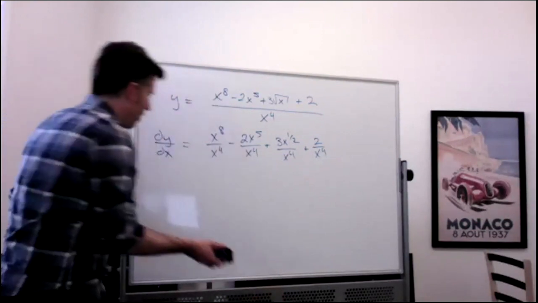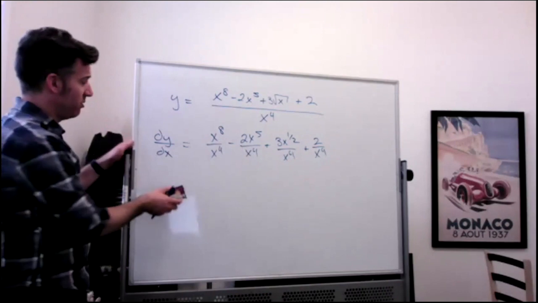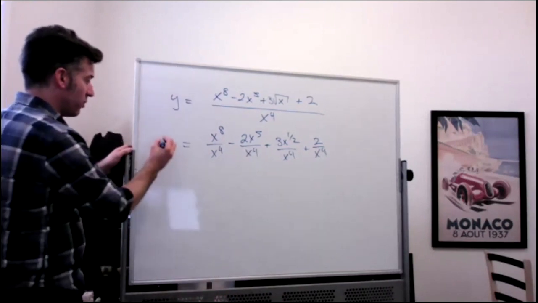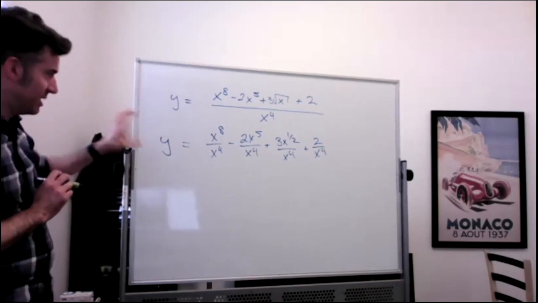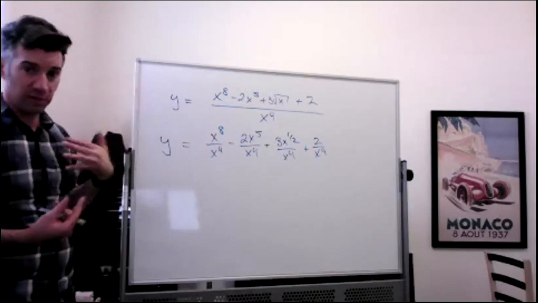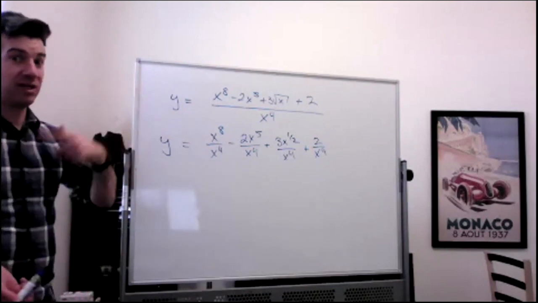I'm maybe more of a stickler for this than some people, but it's good to be a stickler for things. We want to use the right names for things, right? This is still the function y. We've only simplified it. We haven't changed it, so we should still be calling it y. I'm still going to simplify even more.